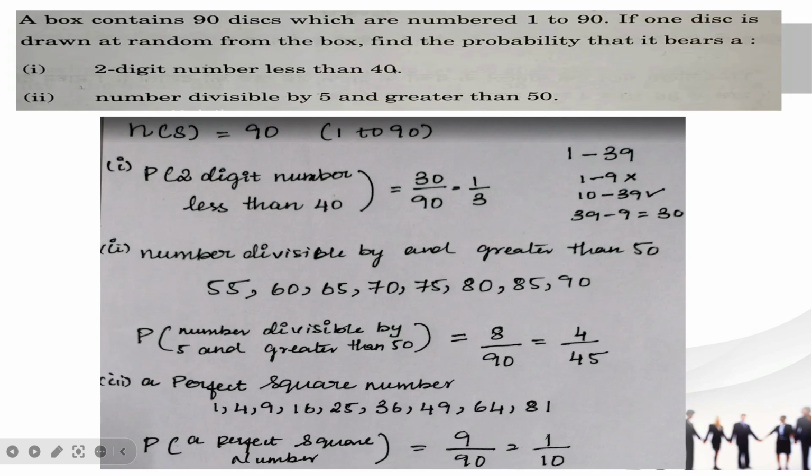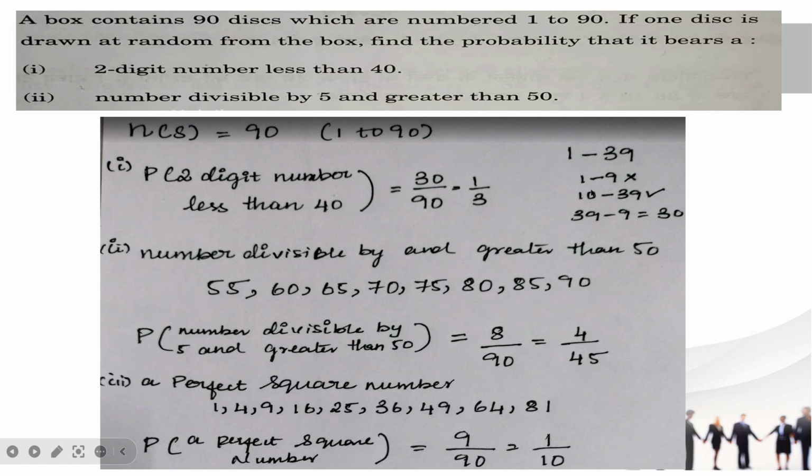Less than, greater than means we should exclude that number. Okay, 2-digit number less than 40. The total sample space, the total outcomes, will be 90, from 1 to 90. For a 2-digit number less than 40, excluding 40 means 1 to 39 will come.